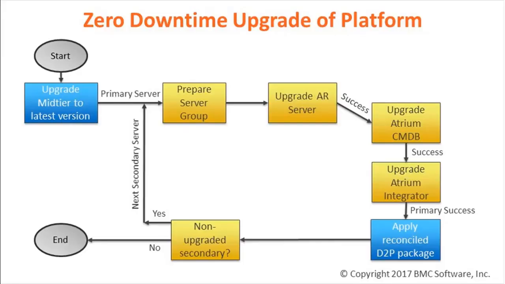So this is how the workflow will look. You might start with the upgrade of your mid-tier, and once that's done, you will probably prepare the server group for upgrade. I'll talk about what the preparation could be in the next slide. Then you have the AR server getting upgraded, and it succeeds. You continue with the CMDB upgrade, which you successfully do. You do the ATM integrator upgrade, and then you apply the reconciled D2P package for any customization. At this point of time, you will go back to start upgrading the secondary servers.